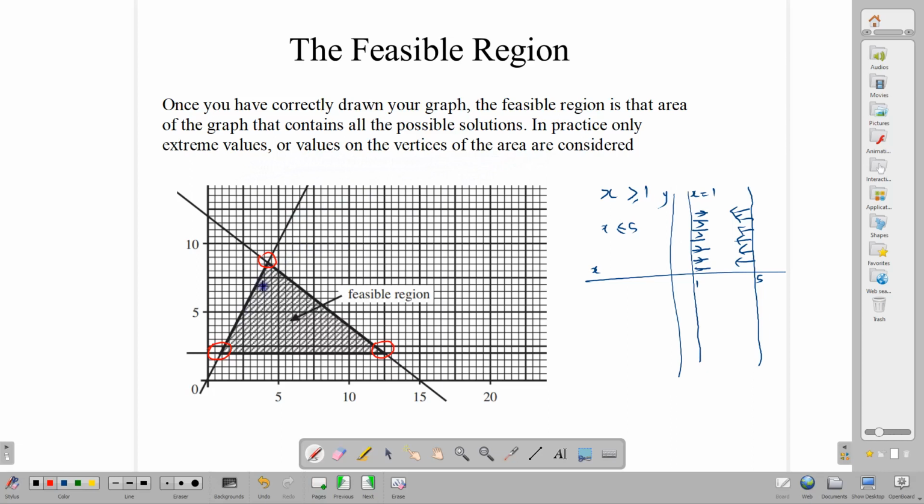So whenever we draw our graphs and we shade, we're going to look at that a lot in the examples in the next video. These are the extreme values that we consider, and we would then plug these 3 pairs of values in our objective function and decide whether we want to give the maximum wage or the minimum cost or etc. So this is what we call the feasible region. It is that area where all your solutions lie. But in order to find the answers that matter most, we look at the extreme values on the vertices.